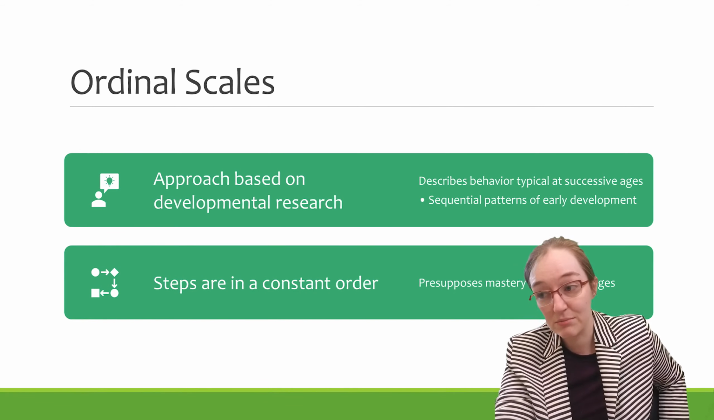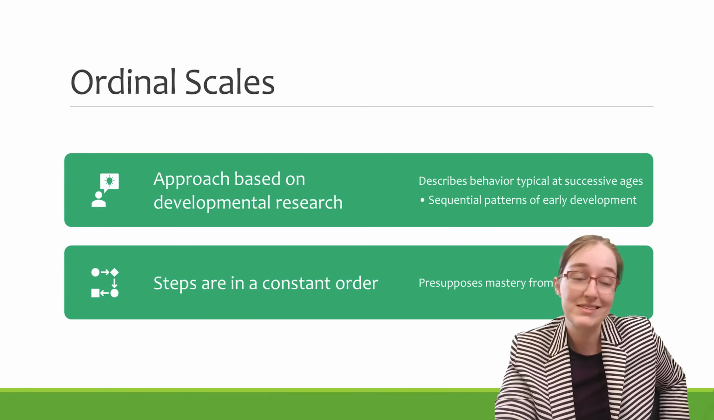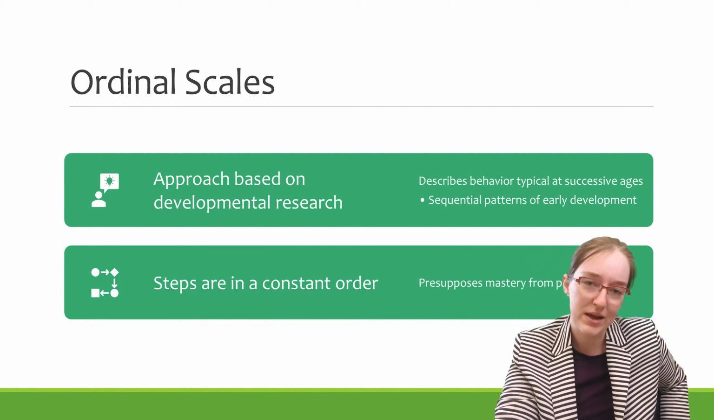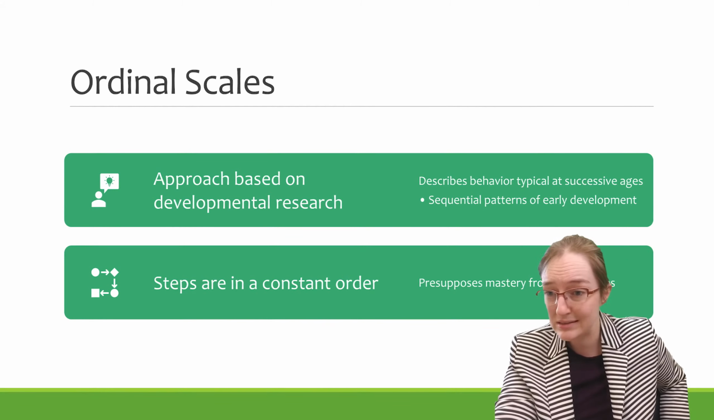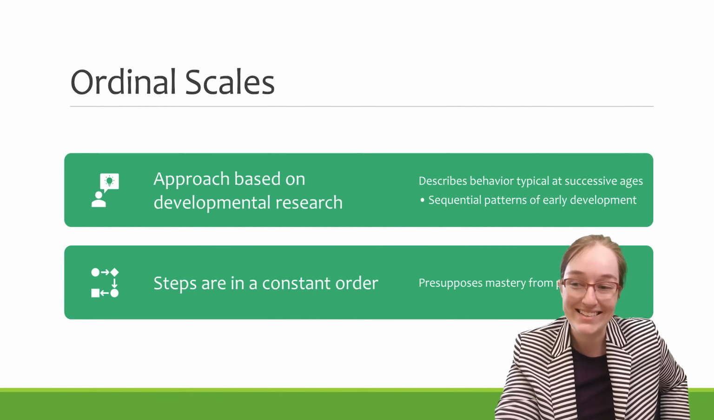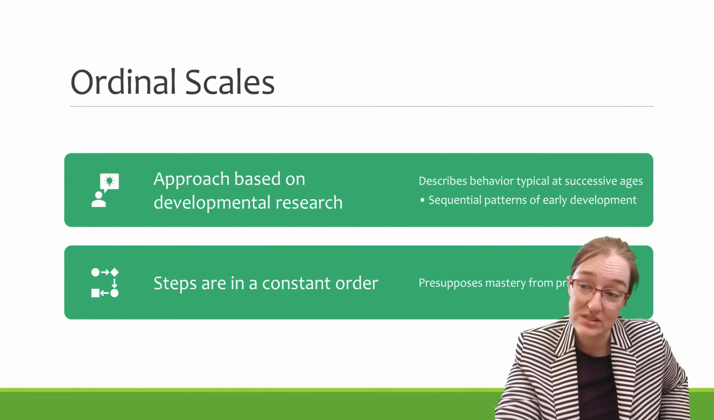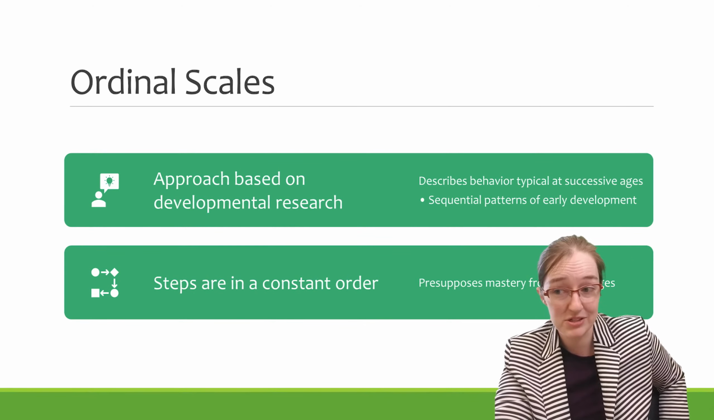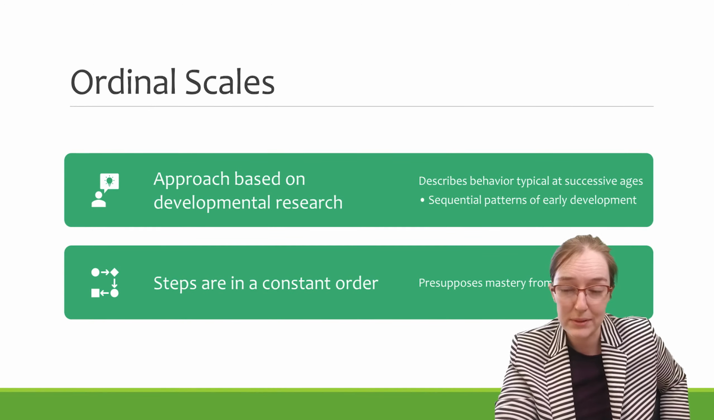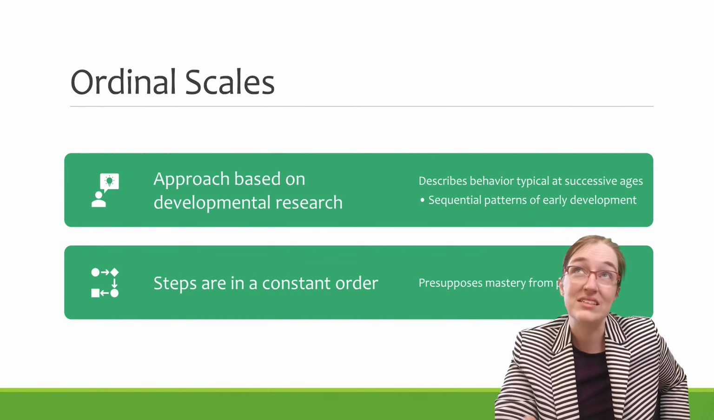Ordinal scales are an approach based on developmental research. They tend to describe behavior that's typical at successive ages. And these are sequential patterns. These are way easier to map out in early development, like with babies. And the idea is that you have these steps in that constant order. And this entire setup presupposes mastery from previous stages. And typically the evidence that they use here is uniform development, where everybody hits that stage, or everyone is expected to hit that stage.